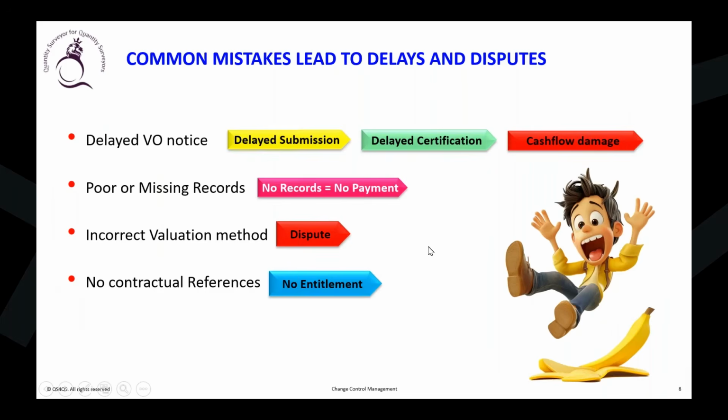Okay, so therefore, what will happen? Now, the common problem will come here. If you don't submit on time, the certification will be delayed and payment will be a problem. So cash flow will be impacted. If the cash flow is impacted, the contractor will suffer a lot. He cannot pay the supplier or subcontractor. It can lead to liquidated damages.